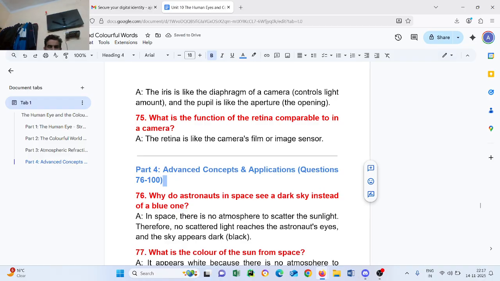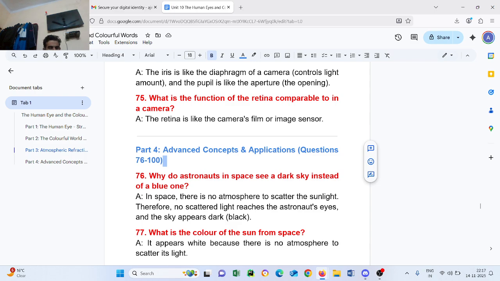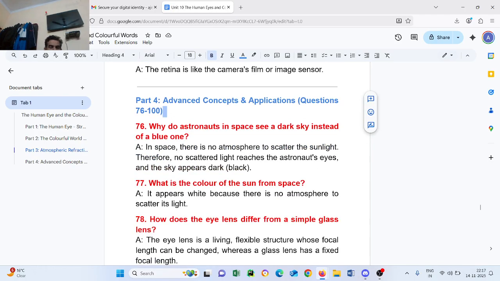Question: why do astronauts in space see a dark sky instead of a blue one? In space, there is no atmosphere to scatter the sunlight. Therefore, no scattered light reaches the astronaut's eyes, and the sky appears dark black. Question number 77. What is the color of the sun from space? It appears white because there is no atmosphere to scatter its light.